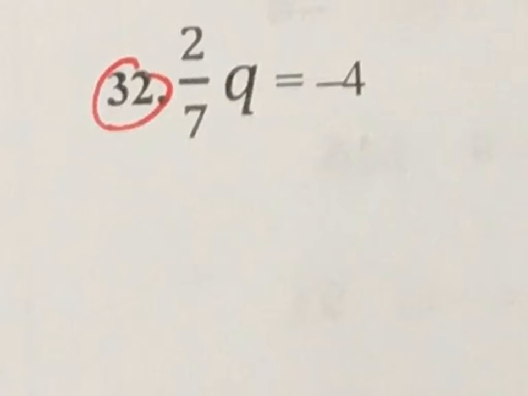Number 32. I want to explain number 32 two different ways. The first way is getting rid of the fraction by multiplying everything by what? 7. By 7. So I'm going to multiply the 2/7 times 7. Again, notice that I wrote the 7 up here because 7 over 7 really does cancel out. Okay? And what I do to one side, I need to do to the other side to maintain the balance. So yeah, 7 over 7 cancels out. On the right side, you end up with -28.